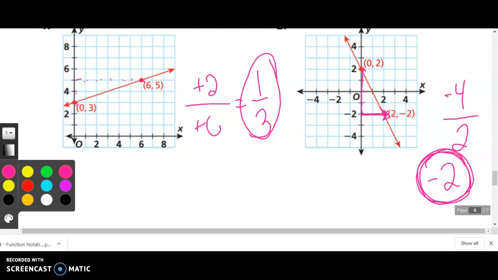If we had gone from this point to this point, we would have gone up 1, 2, 3, 4. So that would have been positive, but then we would have had to go to the left 1, 2, which would have been negative, and guess what 4 over negative 2 is? Negative 2 also, okay? So it doesn't matter which point you start at and which you end at, as long as you're keeping track of your direction, up positive, down negative, right positive, left negative, and that's how you do slope.